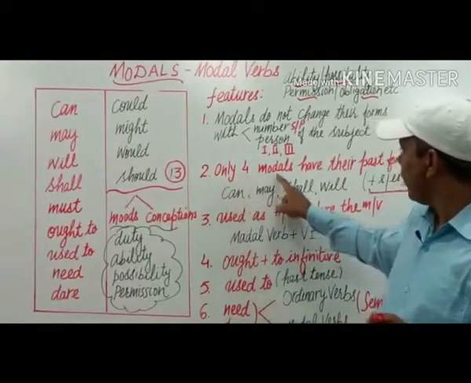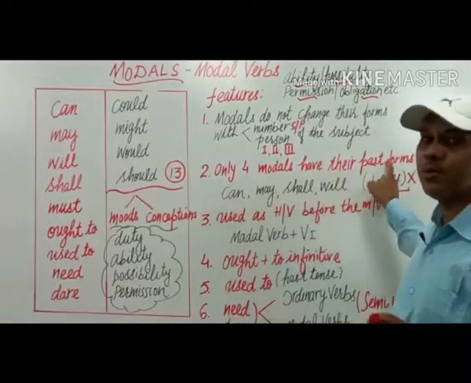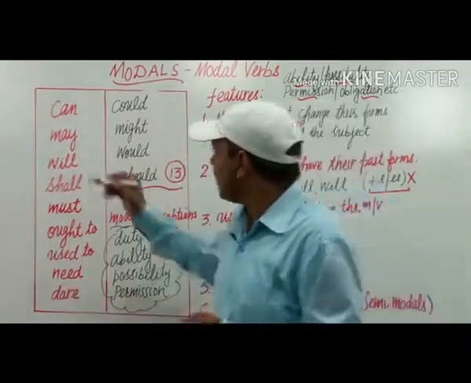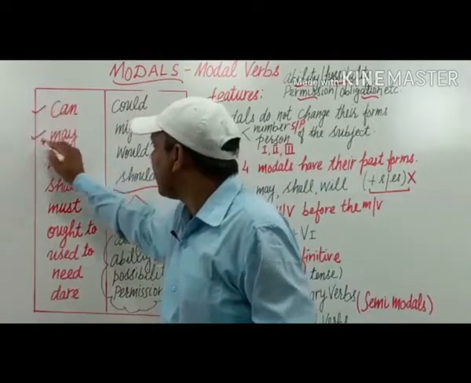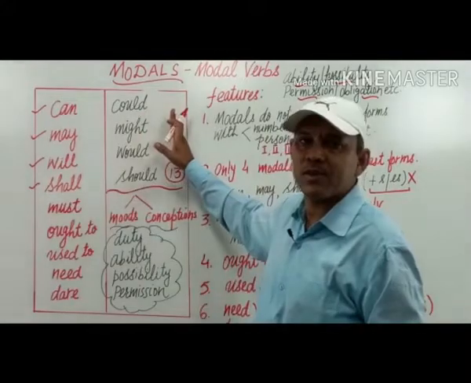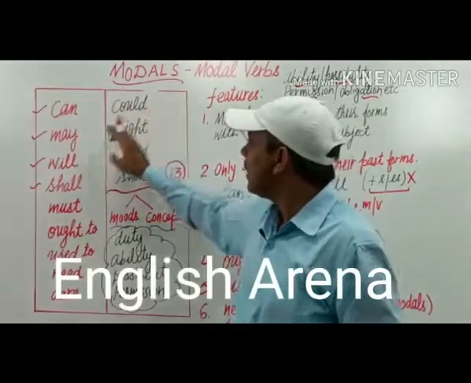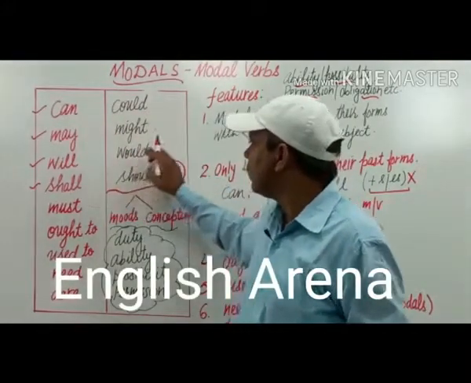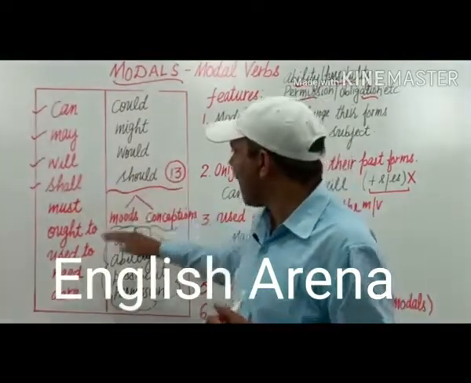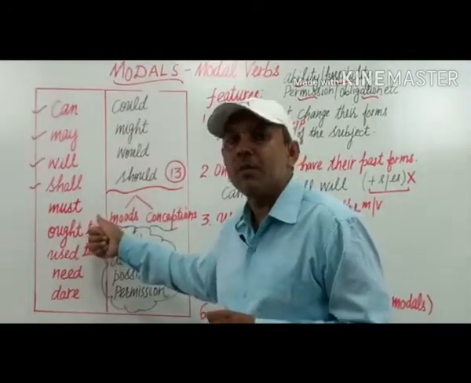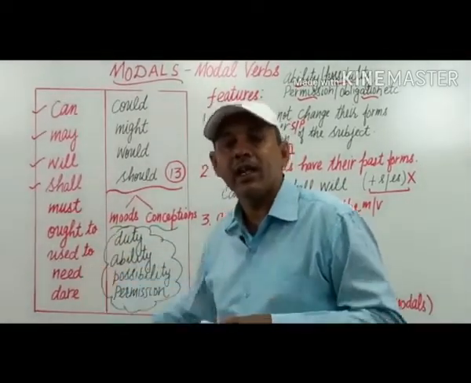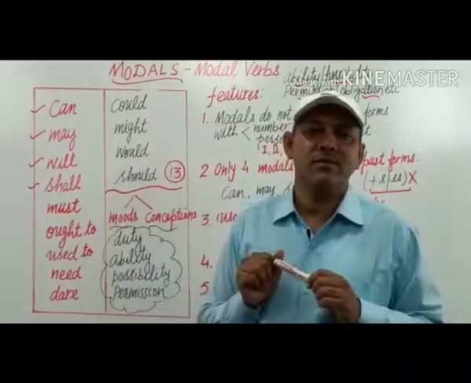Second, only 4 modals have their past forms. ये जो 13 modals मैंने आपको यहां बताए, इनमें से केवल ये 4 can, may, will, shall, they have their past forms. Can, could, may, might, will, would, shall, should. बाकी जो हमारे पास 5 modals बचे, कौन कौन से? must, ought to, used to, need and dare. They have no past forms.